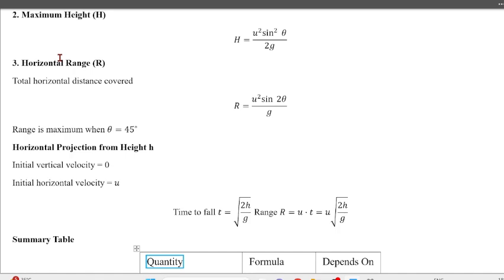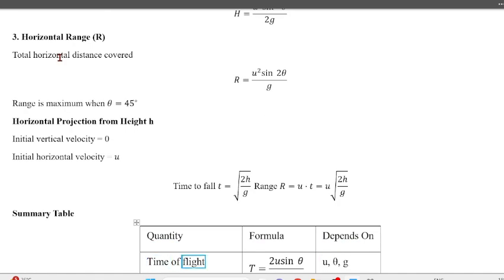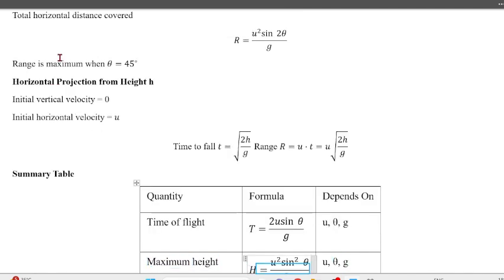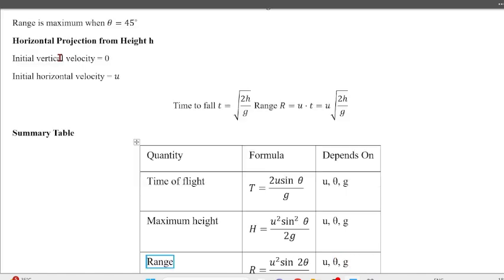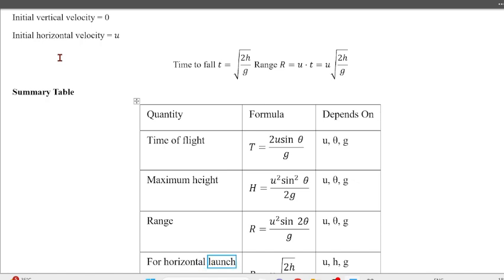Summary table. Quantity, formula, depends on. Time of flight, T equals 2u sin theta over g, depends on u, theta, g. Maximum height, H equals u squared sin squared theta over 2g, depends on u, theta, g. Range, R equals u squared sin 2 theta over g, depends on u, theta, g. For horizontal launch, T equals square root of 2h over g, depends on h, g.